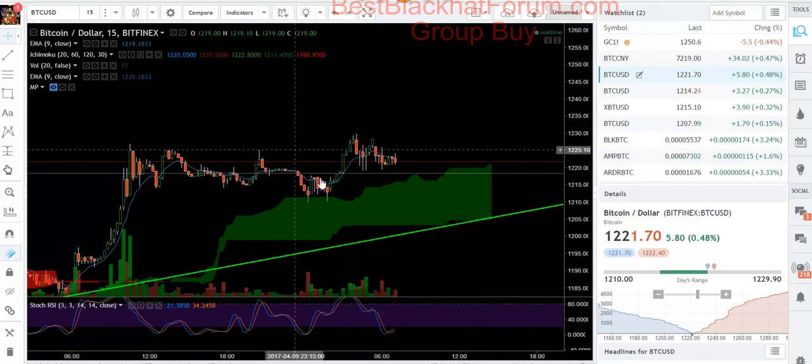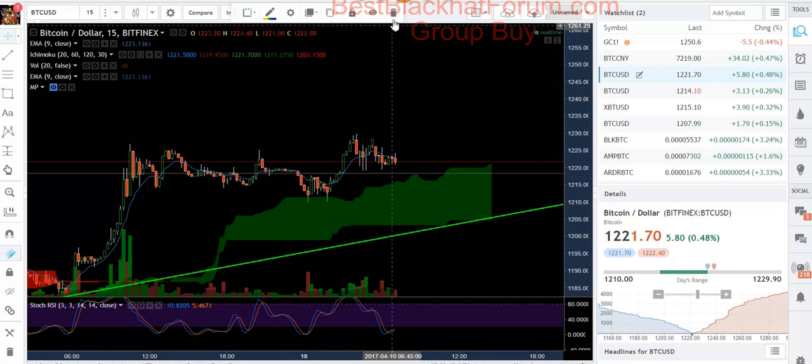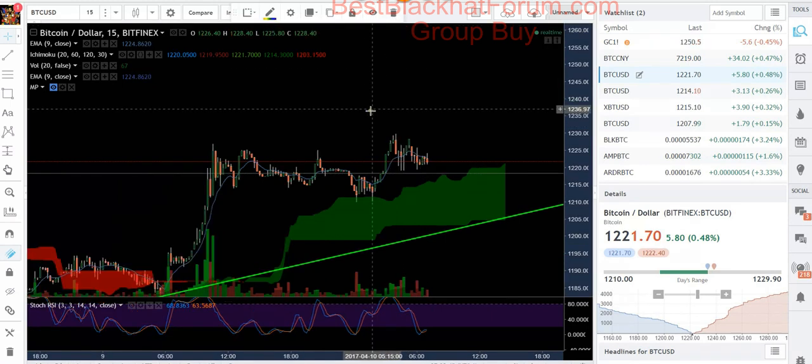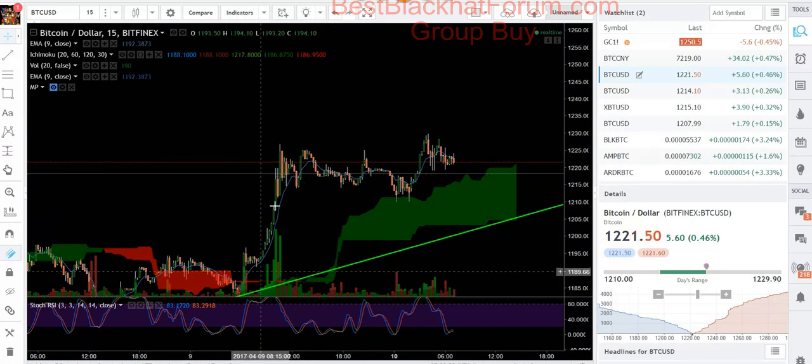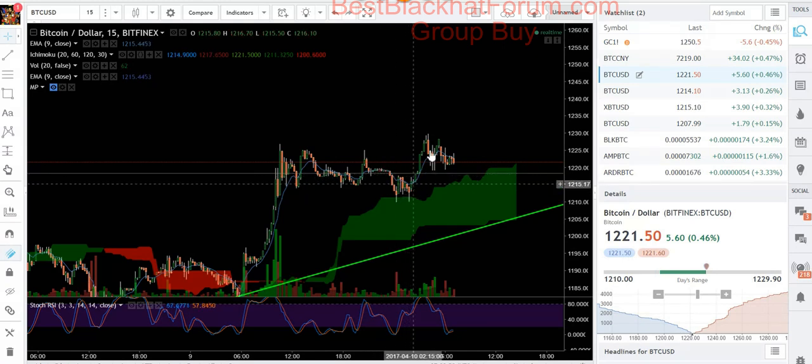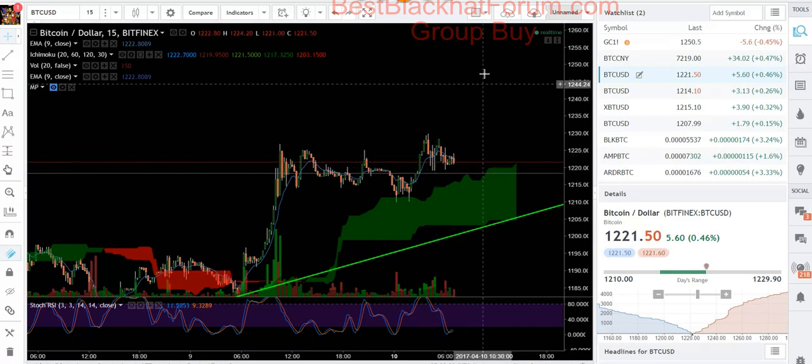Okay, let me see. I don't know what this line is there. Let me get it out of there. Oh, it's the Fibonacci. Okay, so this actual white line right here is our 88.3 of our Fibonacci. So you can tell it came up and fell under it, bounced off the cloud, and now it's above that 88.3, trying to continue on.